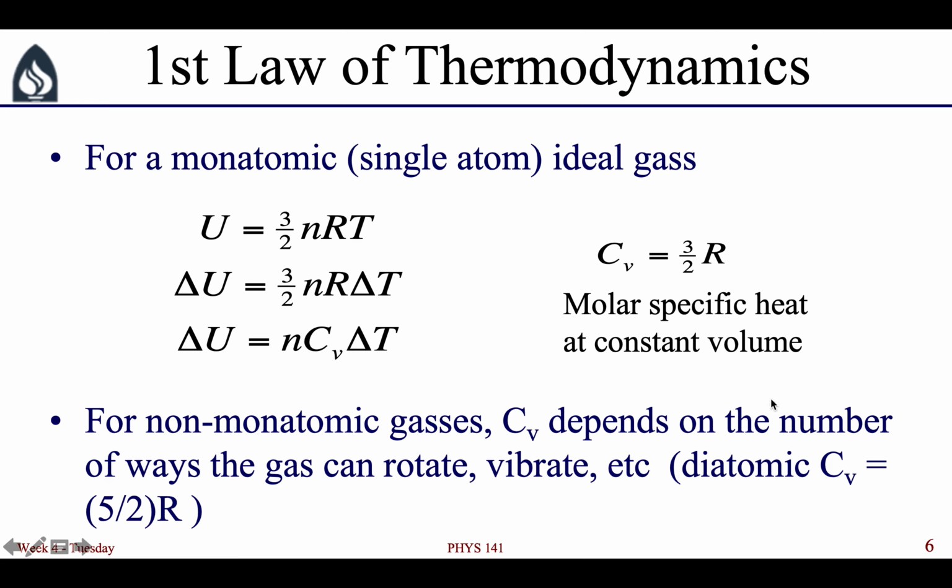If you have a diatomic gas, and this is at room temperature, most diatomic gases at room temperature are 5/2 times R. They have 5 ways they can store energy because they can have kinetic energy by moving in the x, y, and z direction. And then because they have a significant moment of inertia, they can also rotate in 2 different directions and store a significant amount of rotational kinetic energy in both of those directions. And so they have 5/2 R at room temperature.